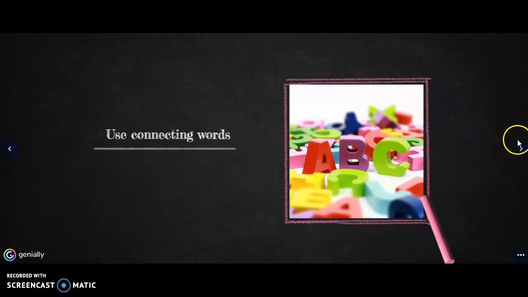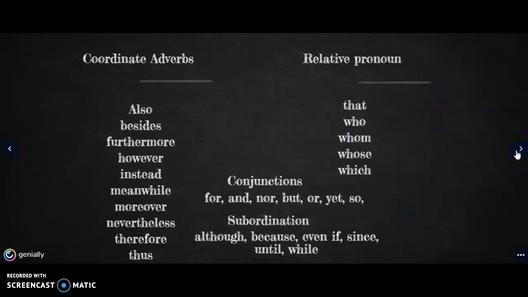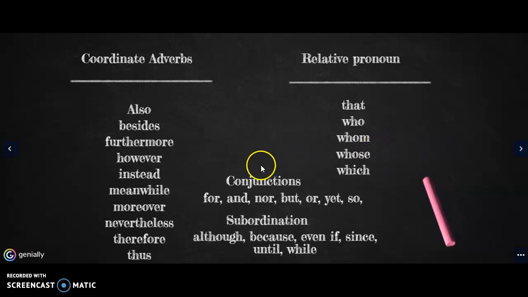Now, connecting words. To help you become familiar with the different types of connecting words, I wanted to show you a few examples. On one side we have our coordinating adverbs, and these are words that connect equal ideas, like also, besides, furthermore, however, instead, et cetera. This is not a complete list, but you probably get the idea. These words add additional information that's equal.